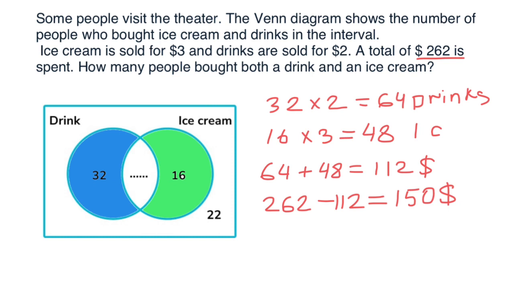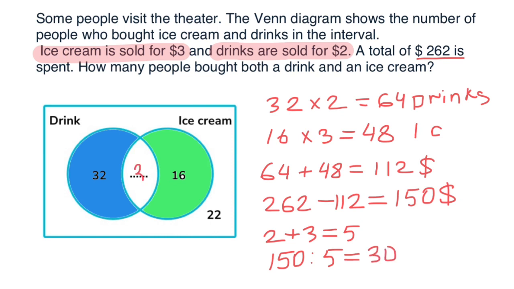The price of the drink is $2. The price of the ice cream is $3. So 2 plus 3 is going to be 5. And $150 divided by 5. This is how much people spent who bought both drink and ice cream. And we are going to find how many people bought both ice cream and drink. And this is going to be 30 people. So this is going to be our answer.